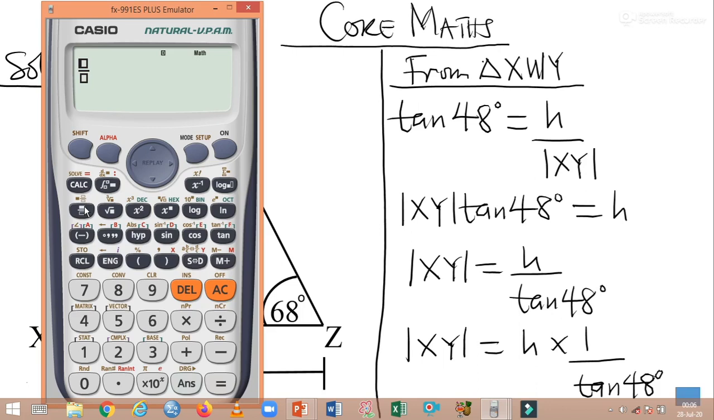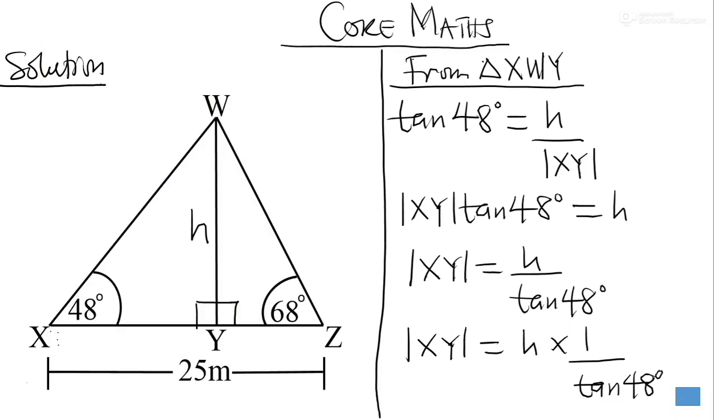Right. So now we are looking for 1 on tan 48. Good. Right. So it's giving us 0.90040. So as I said, we approximate it to 4 decimal places. So it's going to be 0.9004. Right. So let's move on.